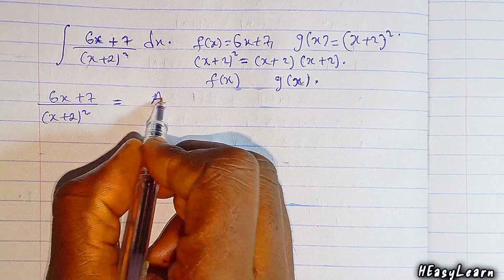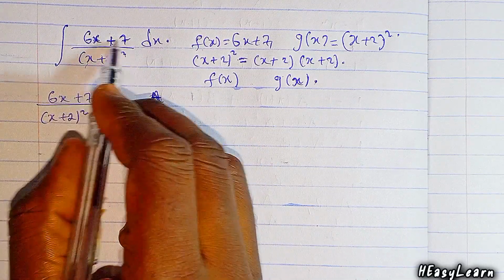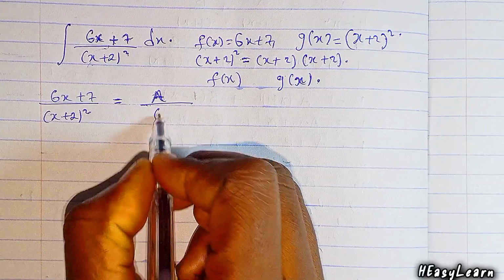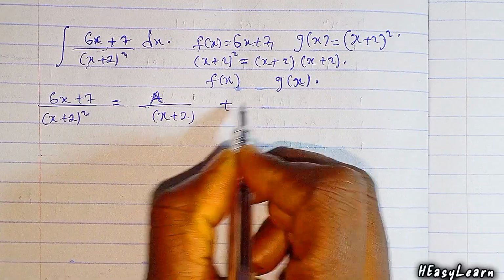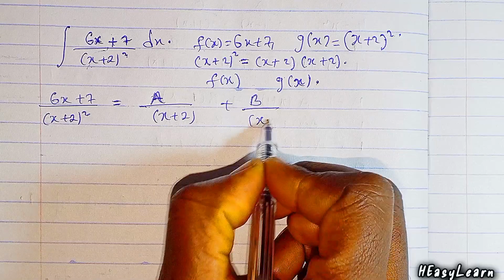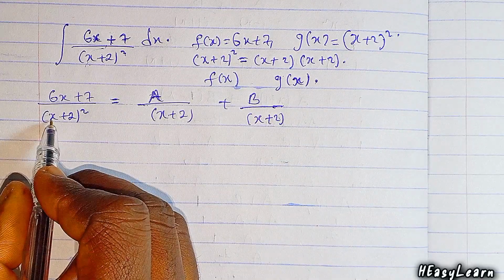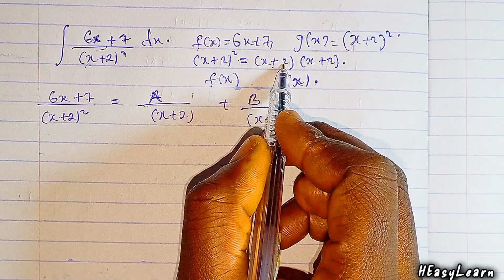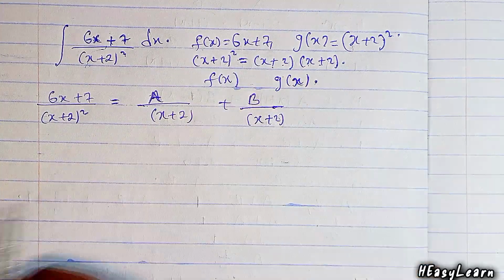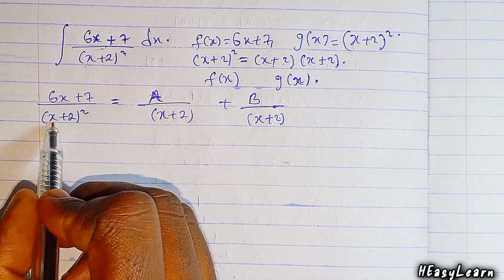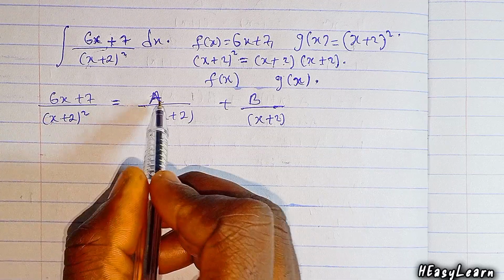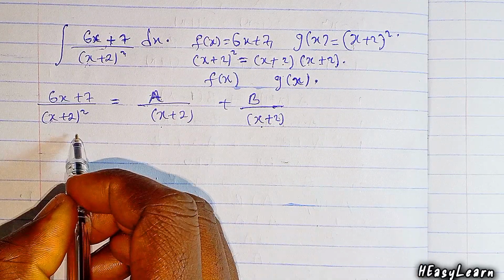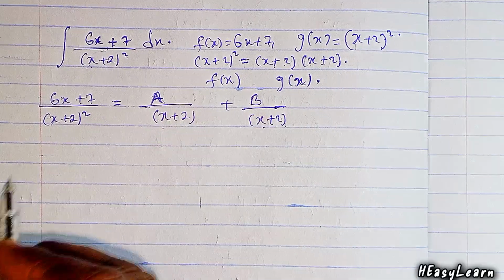But before that, we have to rewrite this fraction in a similar fraction: a over x plus 2 plus b divided by x plus 2, because this is x plus 2, x plus 2. But mind you, since the denominator is repeated, this is not how to do it. But let's assume this is how to do it, and let's find this expression.